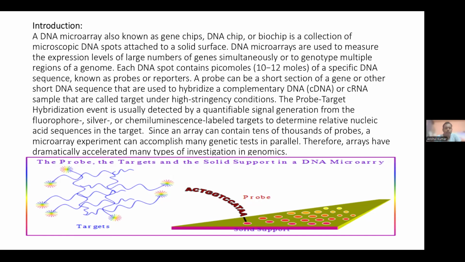Since an array can contain tens of thousands of probes, a microarray experiment can accomplish many genetic tests in parallel. Therefore, arrays have dramatically accelerated many types of investigations in genomics. The major advantage is that numerous probes are attached to a solid surface, and multiple genes, as you can see here, we can study through the probe-target hybridization process. And at one time, we can come to know about different types of genetic defects or mutations.